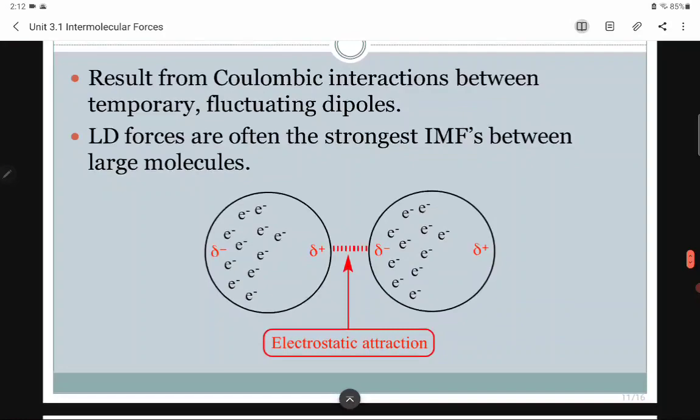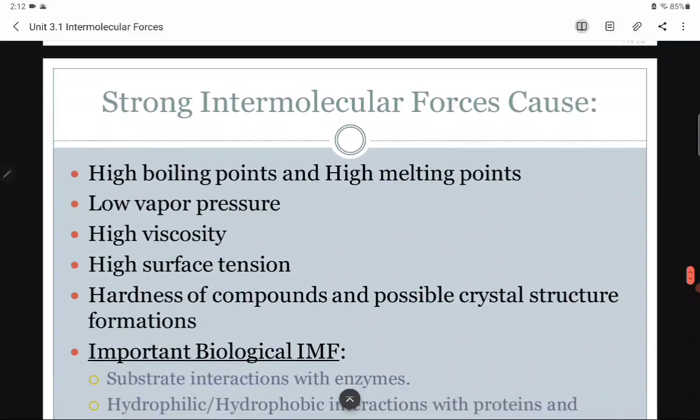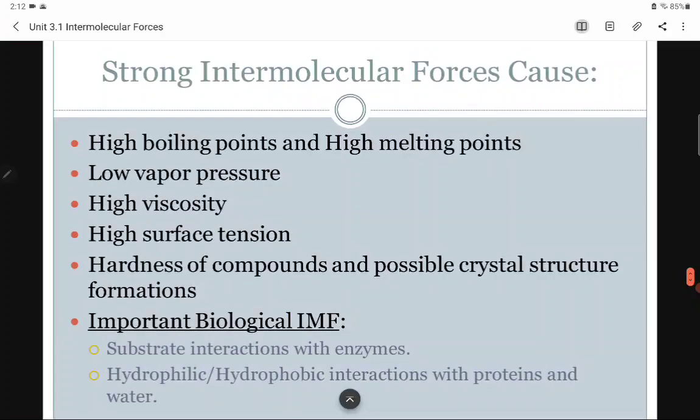Okay, so this just gives you a little bit of a drawing about these LD forces, and then of course this would be your Coulombic attraction. And if you just had two molecules doing this, you're not going to notice anything. This would have to happen to a much greater extent for you to be able to visually observe this. And I mentioned a few of those properties that you would get if you have lots of intermolecular forces, any type of intermolecular force. But here's a couple other ones.